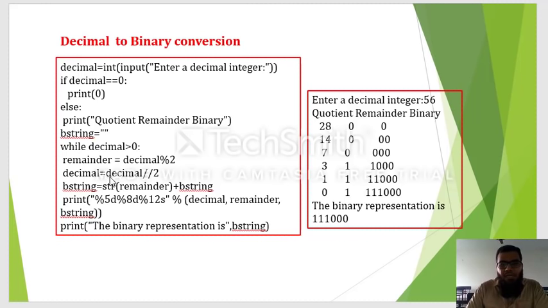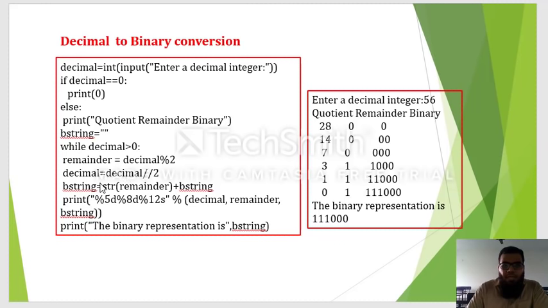Then after getting the remainder, I am rounding off that particular decimal value. What is the difference between single slash and double slash? Double slash is an operator which will round off your value to the nearest value. So first of all we find the remainder, and that remainder will be stored in a remainder variable. Then the quotient value you need to round to the nearest number.